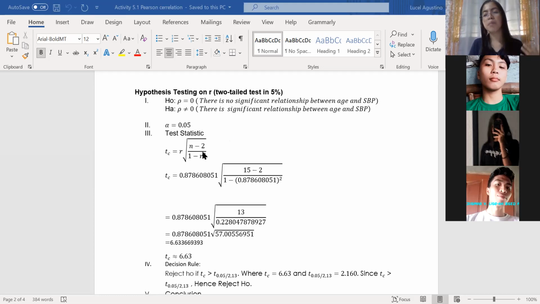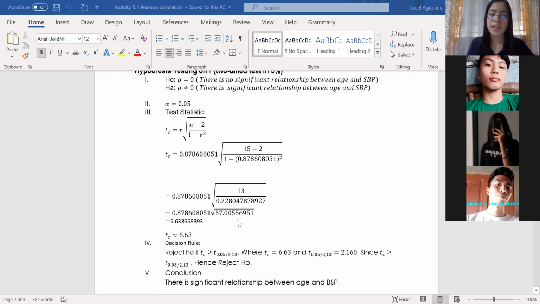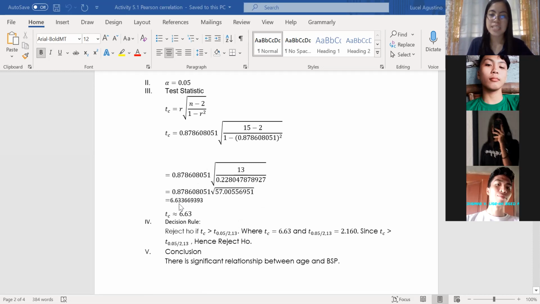So they use the t distribution with this formula. T computed equals R times the square root of n minus 2, over the square root of 1 minus R squared. That is your R squared, and that is your computed Pearson R correlation value. Using the formula and substituting the values, we get approximately 6.63.